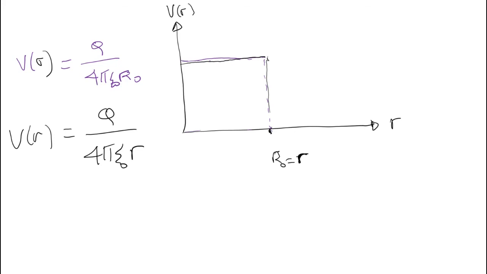That means this function is inversely proportional to the distance. So this is how the electric potential looks as a function of the distance. Inside the sphere, there is no electric field and the electric potential is constant. Outside the sphere, the electric potential is inversely proportional to the distance. Thank you.